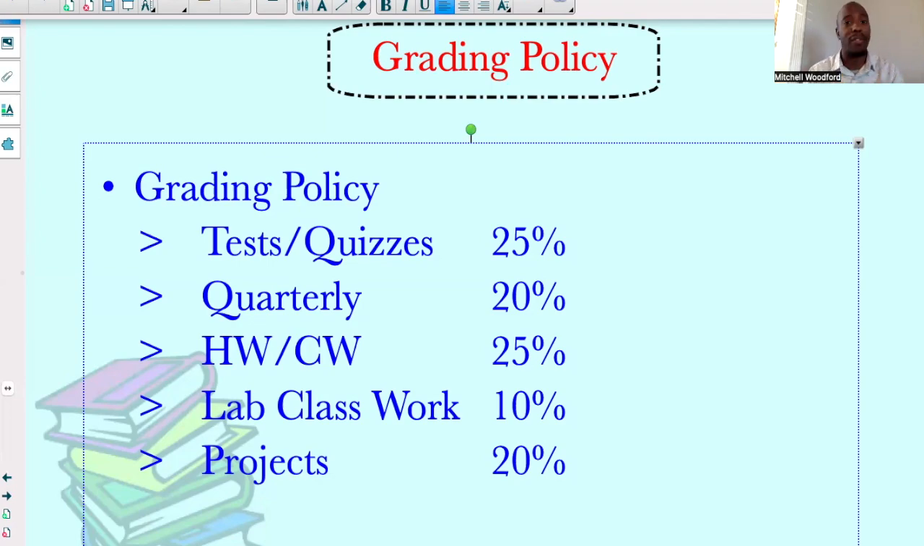So in that class, whatever I'm asking you to do there, it is going to count towards your grade as well. And then there's projects. Now I'm going to go over projects because I want to make sure you understand how projects work, because they are a large percentage of your grade, 20%.